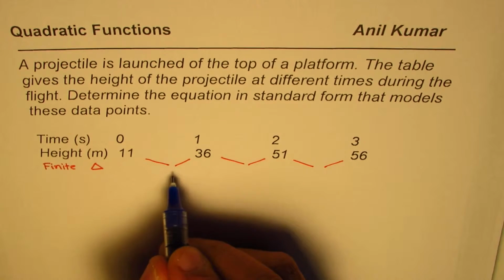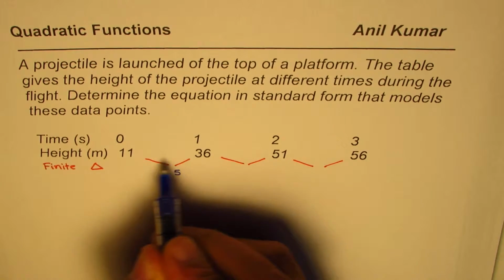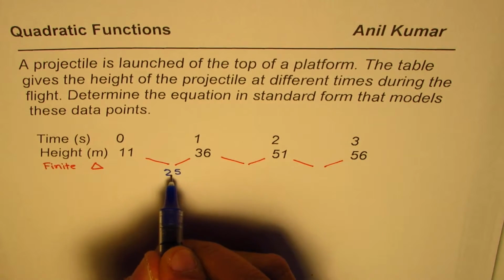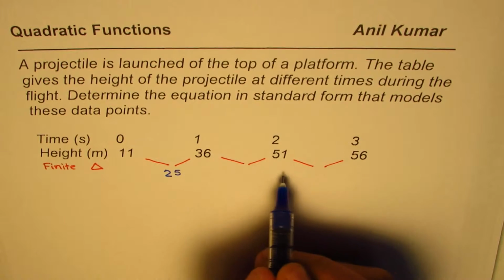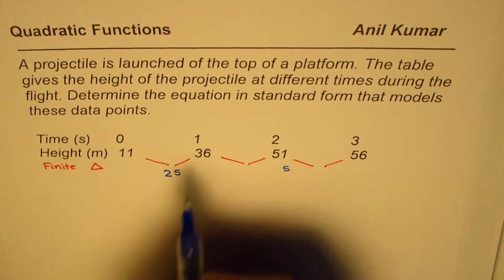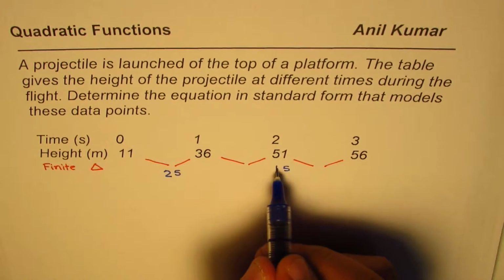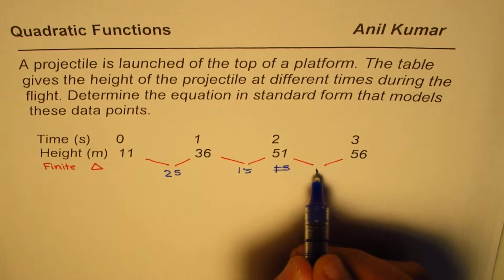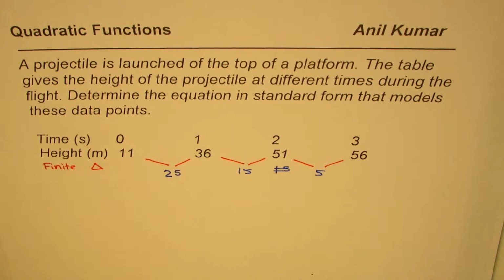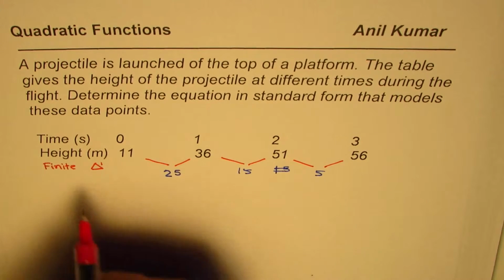So 36 minus 11 is 25. 51 minus 36 is 15. And 56 minus 51 is 5. Clearly, the first difference is not constant, right? So the first finite difference is not constant.